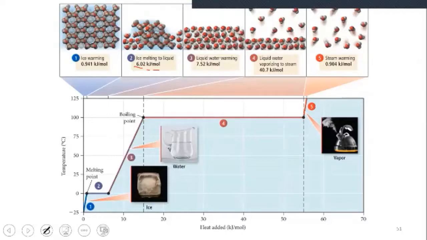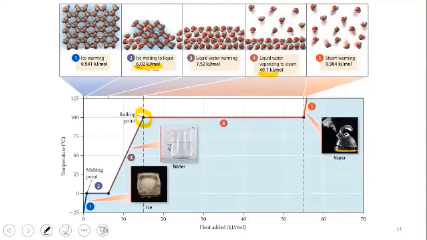Finally, we arrive at the point where we've vaporized all of the water in that sample. And now, of course, stage number five, steam begins to heat up. The temperature increases. Steam has a different specific heat than liquid water or ice, and so the amount of heat that is required here to take it to a target temperature is different.